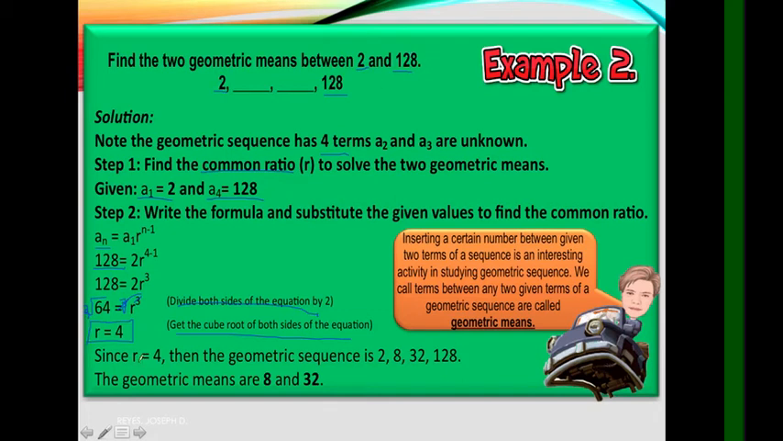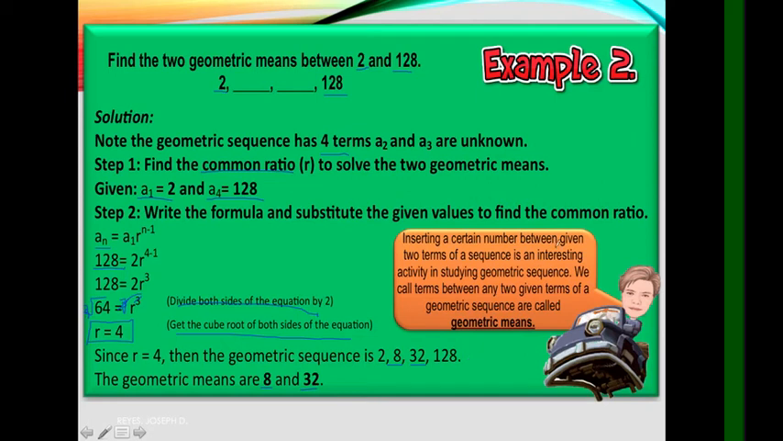Okay? Since r is equal to 4, then the geometric sequence is 2. 2 times 4 is 8. 8 times 4 is 32. And 32 times 4 is 128. The geometric means are 8 and 32. Okay? How did we get 8 and 32? Again, 2 times 4 is 8. This is our first geometric mean. And then 8 times 4 is 32, our second geometric mean. And 32 times 4 is 128.